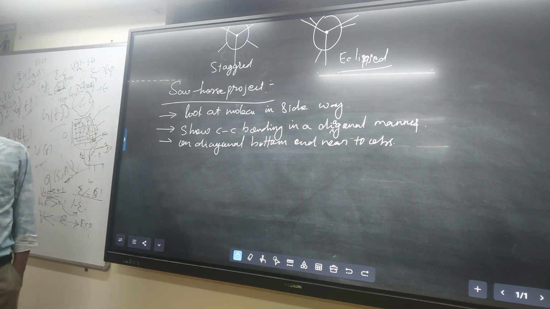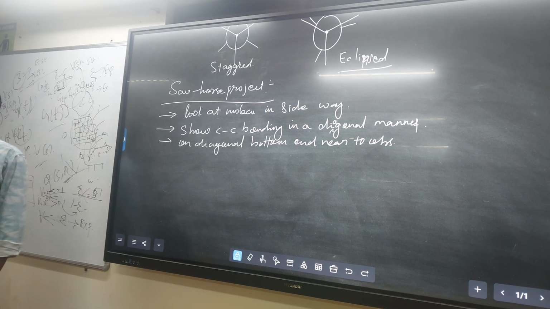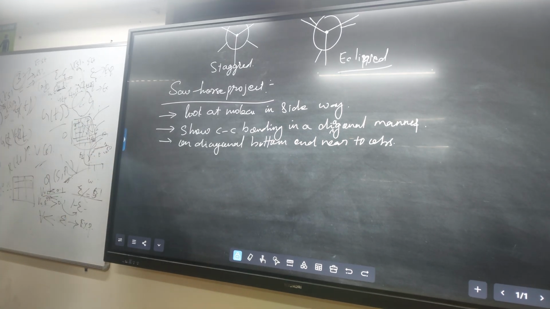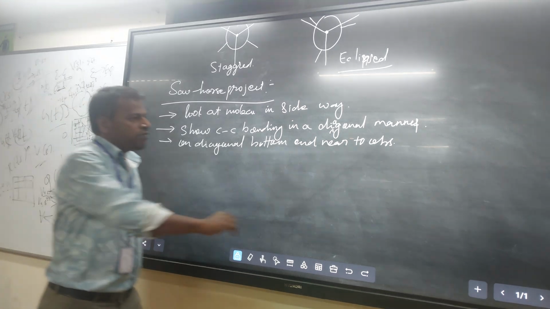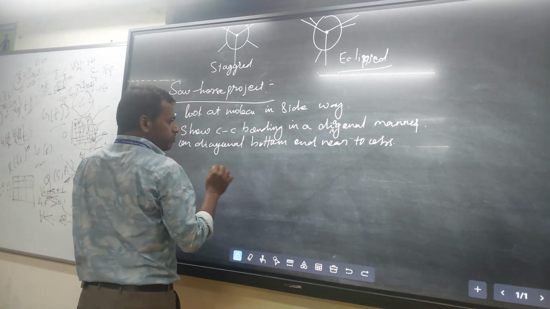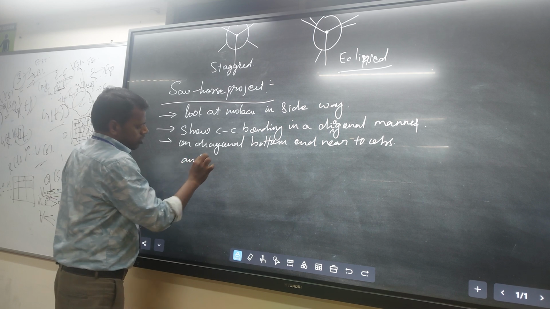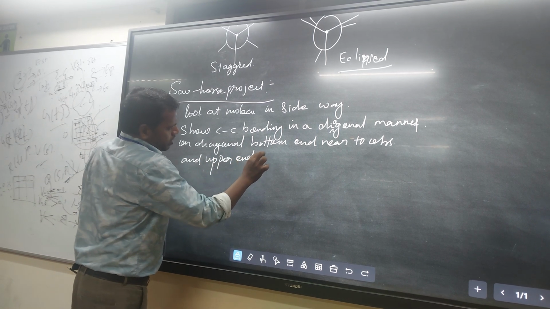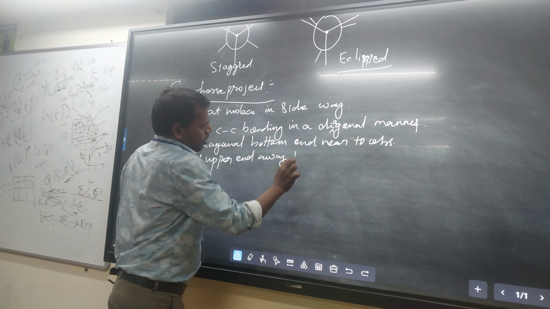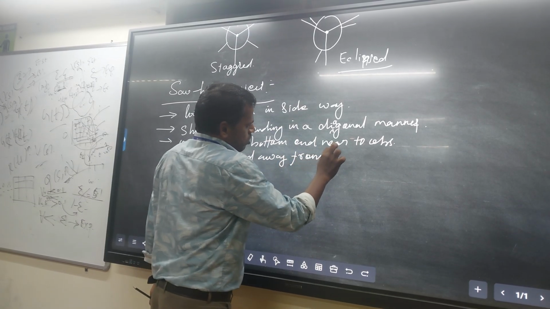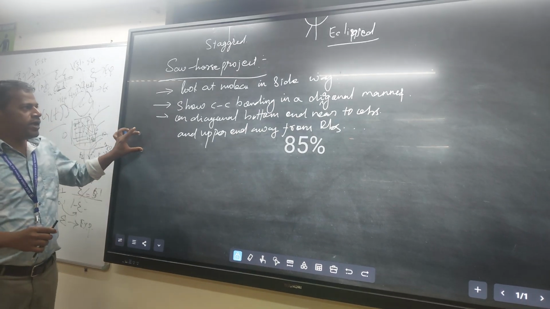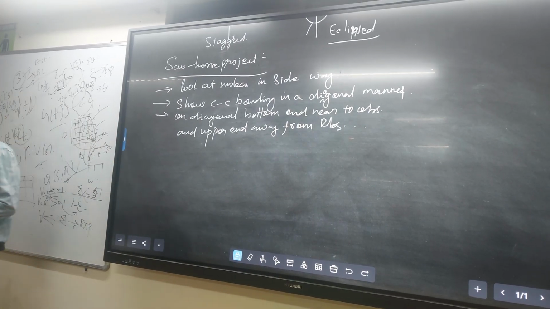In a diagonal, bottom end near to the observer. Okay, I will explain what the bottom end near to the observer and the upper end away from the observer mean. Upper end away from the observer.